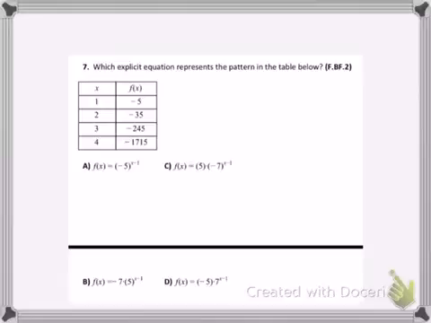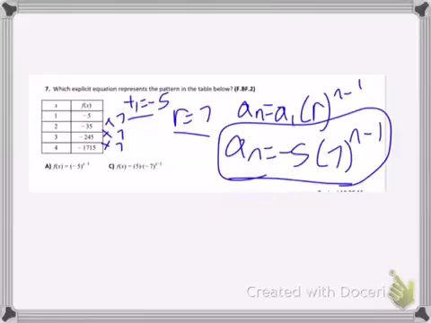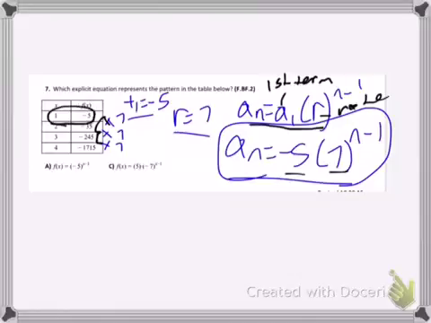Which explicit expression fits the pattern in the table below? Right here our equation is a sub n equals a sub 1, which is the first term, and then r, which is the rate. So our rate here is multiplying by 7 on the way up, because negative 5 times 7 is 35. So notice it's multiplying. So that's my rate of 7. And my initial term, my first term in this sequence is negative 5. So that's going to go in the front.